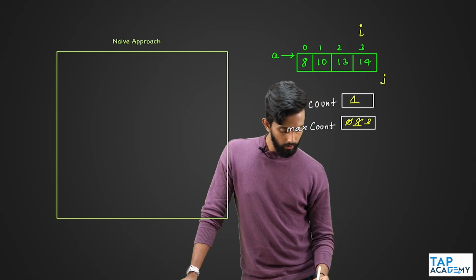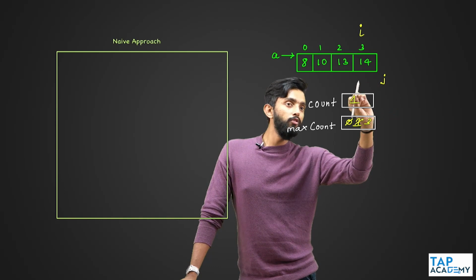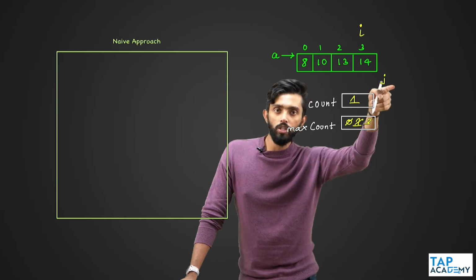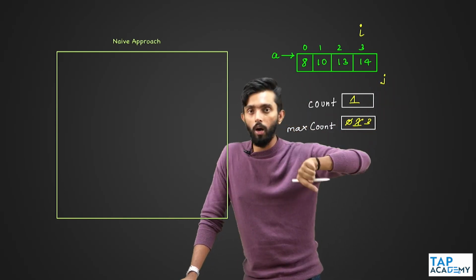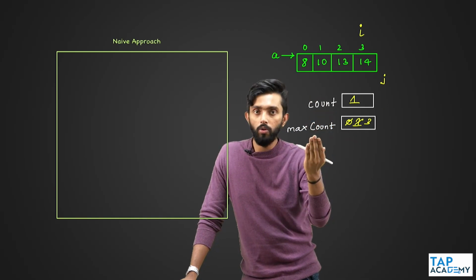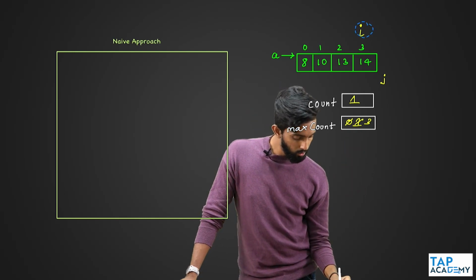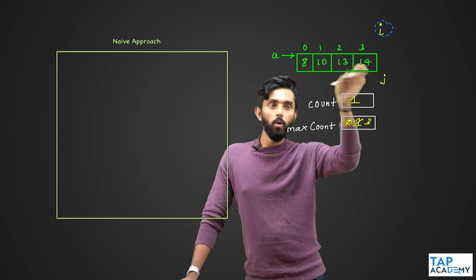Then what happens, sir? Now j will start one step ahead of i. If j starts one step ahead of i, already j is outside. Already j is outside, which means I'll come out of the loop and check count and max count, which is greater. Obviously max count is greater, which means I will not update it. And then finally, i moves forward. i also goes outside the boundary.